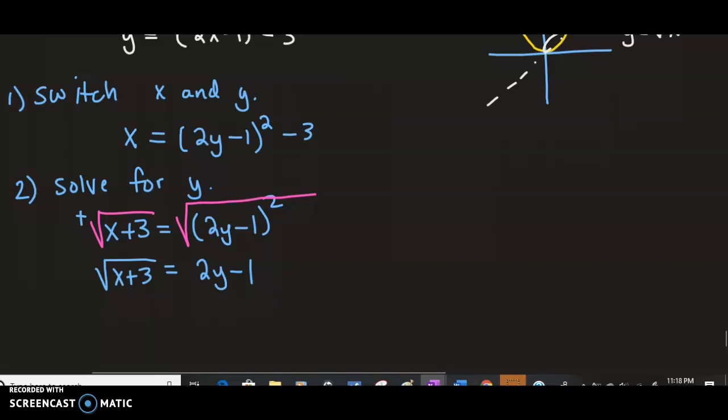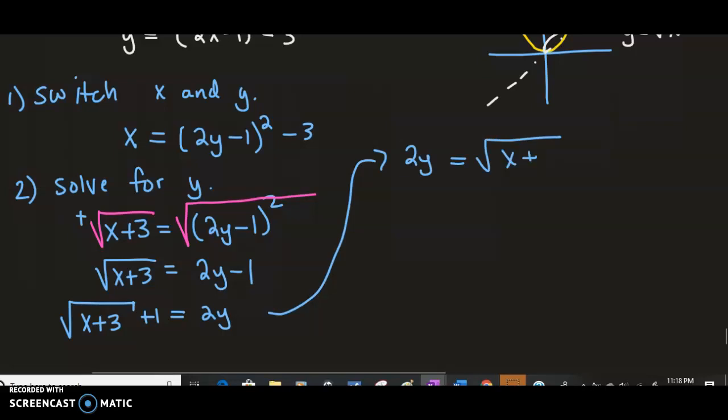And so now we need to add 1. And I'm going to finish up here. And I'm actually going to switch sides. And now we divide by 2. Or multiply by half. Let's just divide by 2. And so there's your answer.